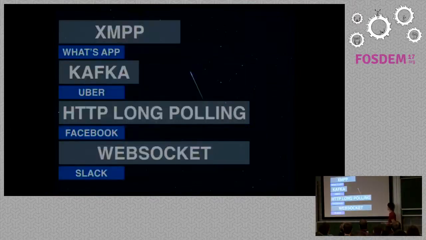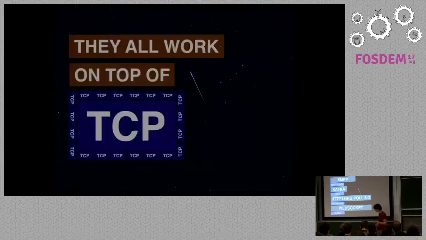Actually, all the main real-time apps like Facebook Messenger, Facebook itself, Slack, Uber, WhatsApp, when you think about these main companies that are using real-time features intensively, they are all using different protocols: XMPP, Kafka, HTTP long polling, WebSocket, and so on. And what makes them different?